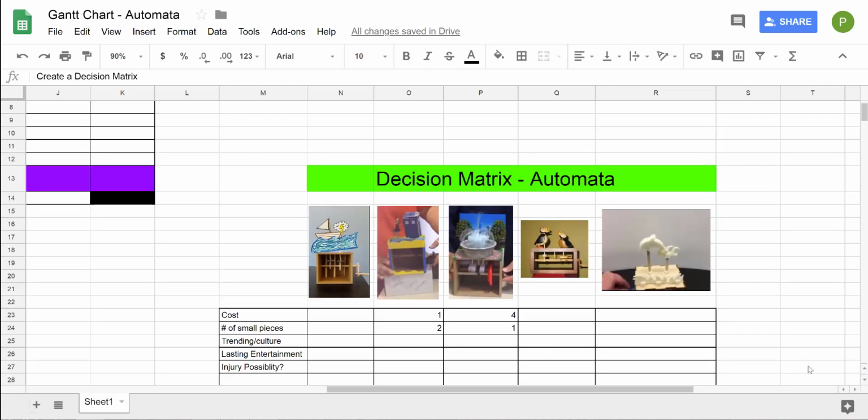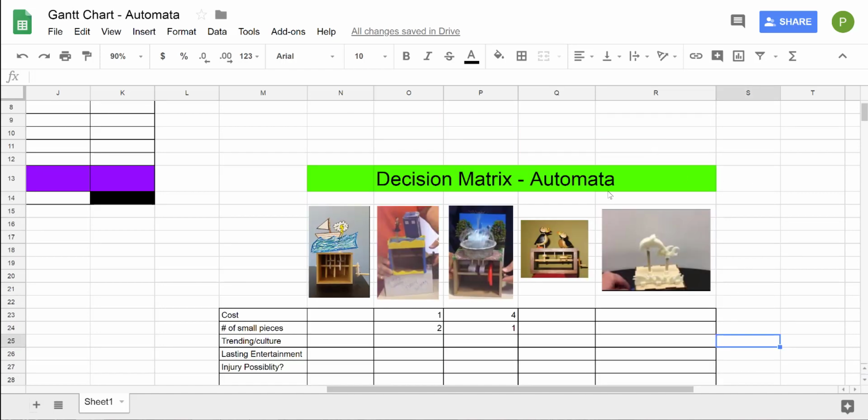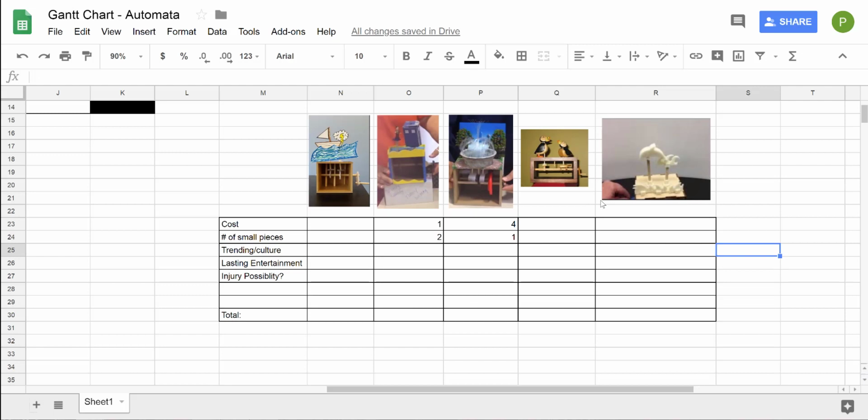So I've started developing a decision matrix down here, and I called it Decision Matrix Automata. And I went online and I scoured the internet and I looked for automata projects that I liked. So in my case, I like this boat one over here, where when you spin the handle, the waves move and the boat moves back and forth. And the boat is controlled and the waves are controlled by different cams.